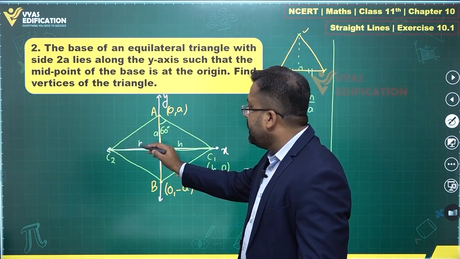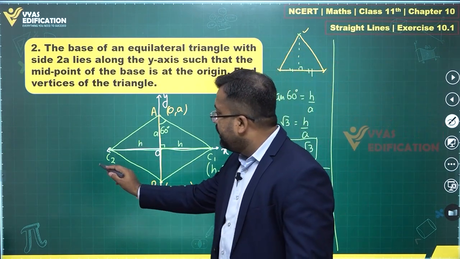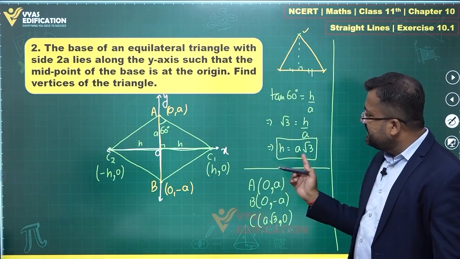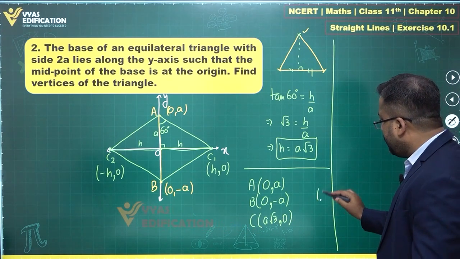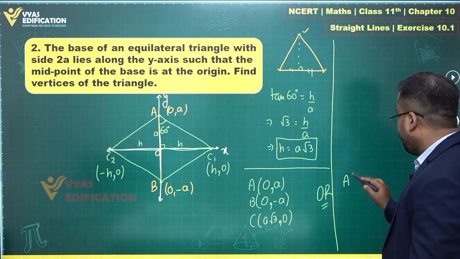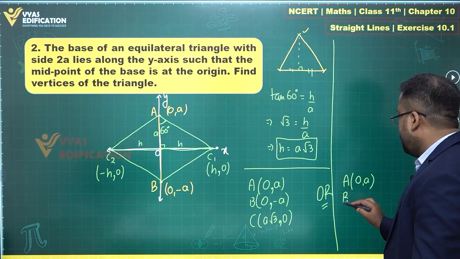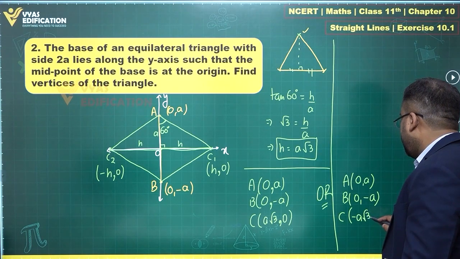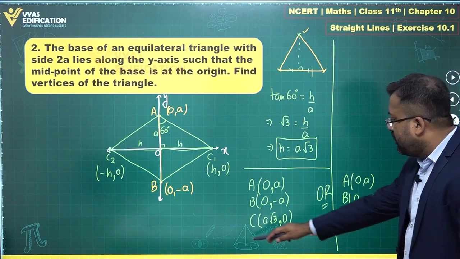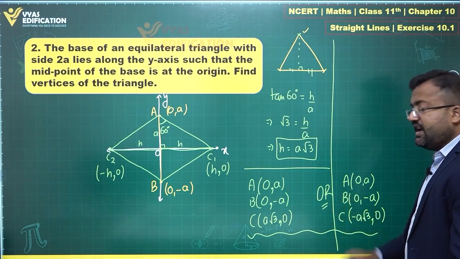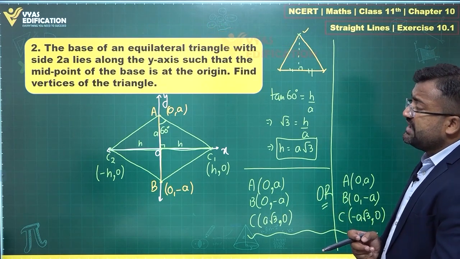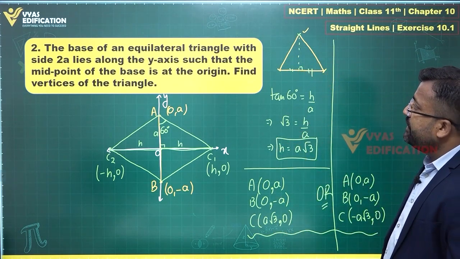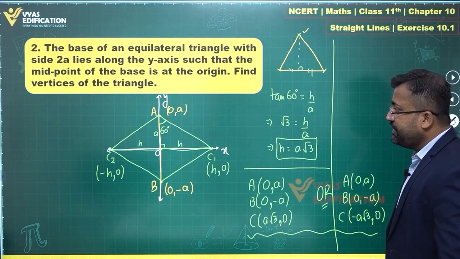This distance will again be h, okay, and the coordinates of this will be minus h comma 0 actually. Yes, that is what you can observe, and a similar calculation will tell us that A is 0 comma A, B is 0 comma minus A, and C is minus A root 3 comma 0, these will be the coordinates of vertices, this or this. Both the answers are correct for this question, since nothing else is given to differentiate between these two. Right, midpoint of base is at the origin, find the vertices of the triangle. That's the complete solution for this question.